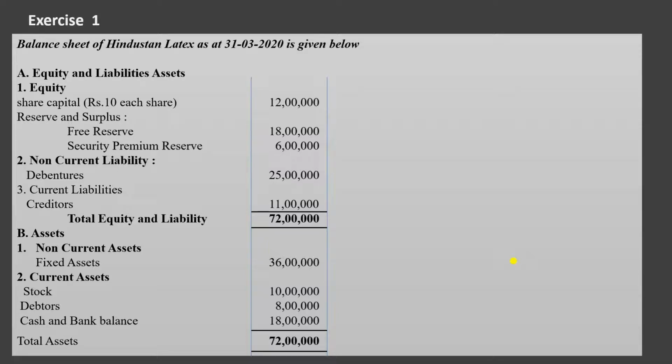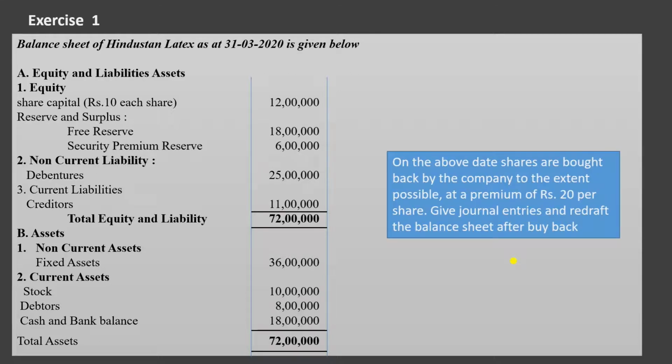Assets: non-current assets, fixed assets 36 lakh; current assets, stock 10 lakh, debtors 8 lakh, cash and bank balance 18 lakh; total assets 72 lakh. Our question is, on the above date, shares are bought back by the company to the extent possible at a premium of 20% per share. Give journal entries and redraft the balance sheet after buyback.